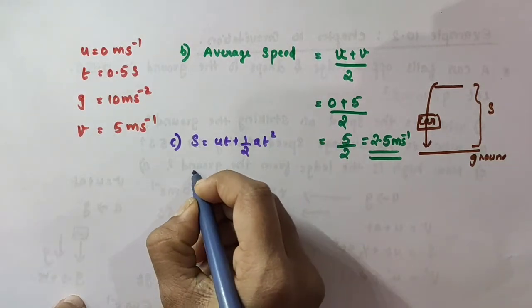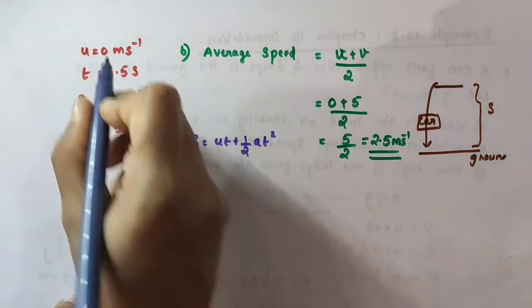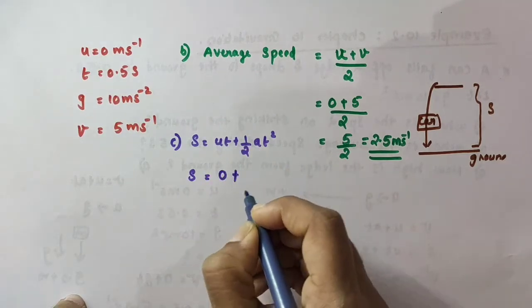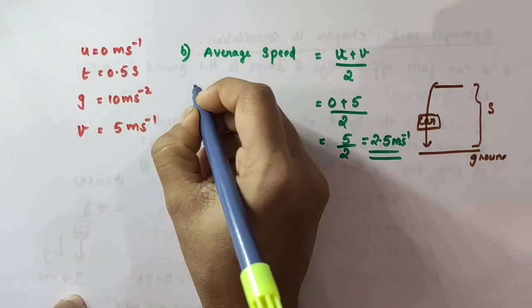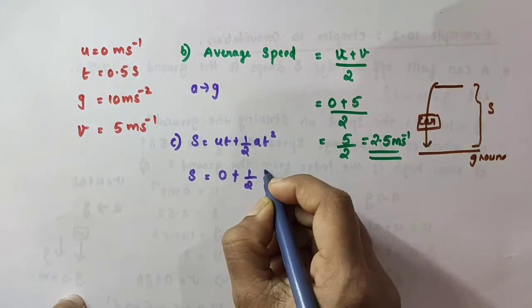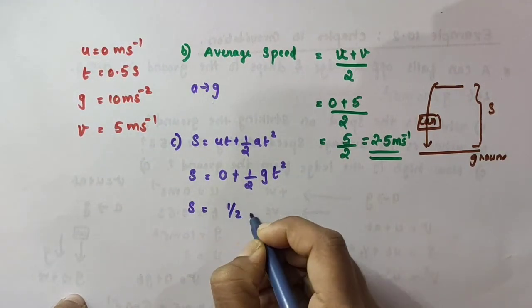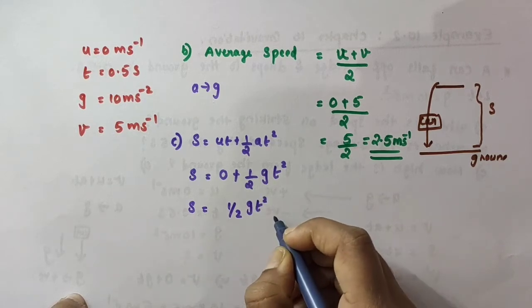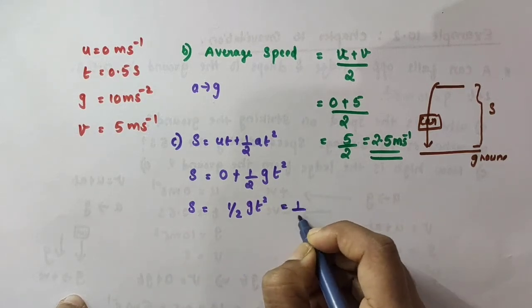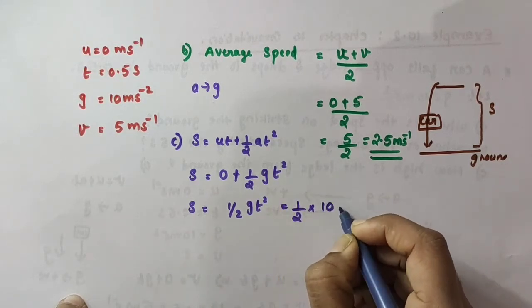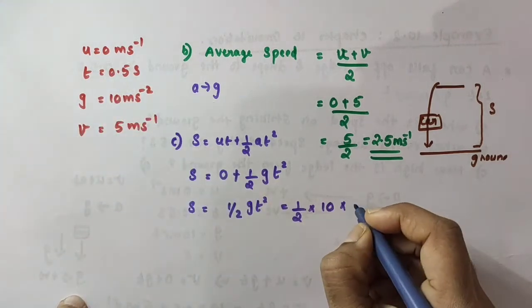Here u is equal to 0, so 0 into t becomes 0, plus half into acceleration, which can be replaced by g, into t square. So this equation becomes s is equal to half gt square. This is equal to half into g, which is 10, into t square. What is t?